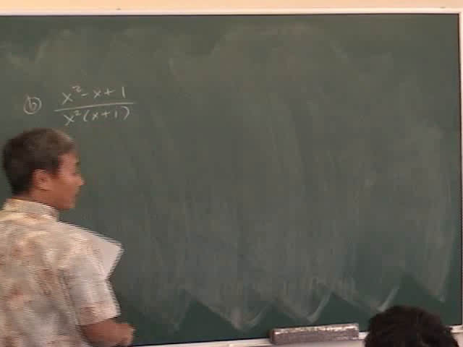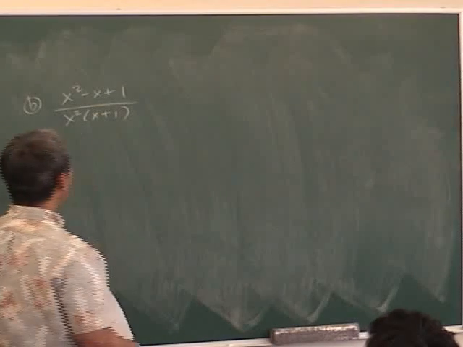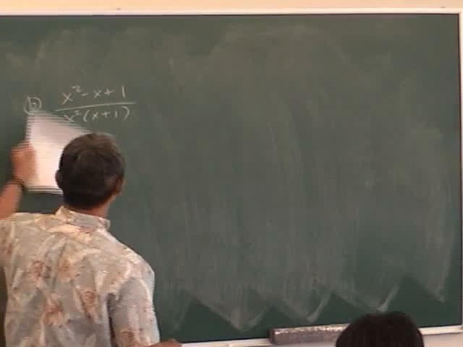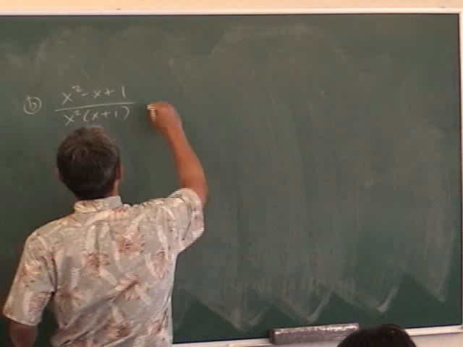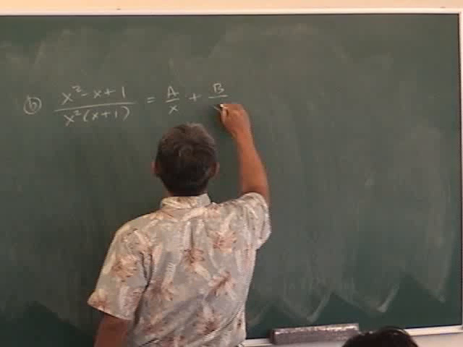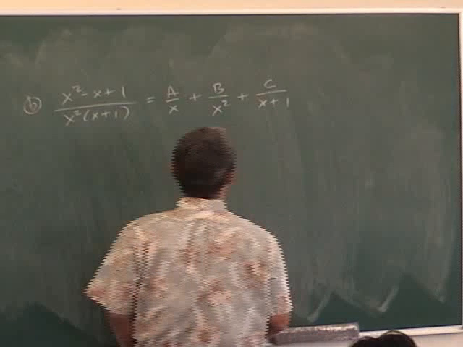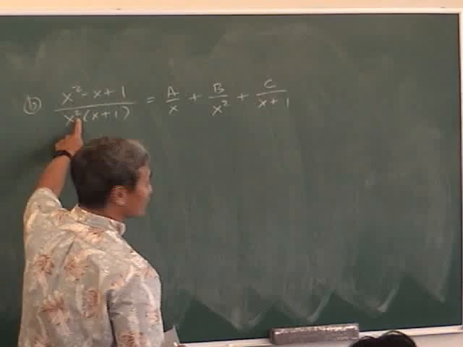Okay, can I do partial fractions right off the bat, or do I have to divide? No, you can do partial fractions, this is a proper fraction. 2 is smaller than 3. So A over x plus B over x squared plus C over x plus 1. Did we set it up right? Yes. Of course, tomorrow I'd probably make that x cubed.